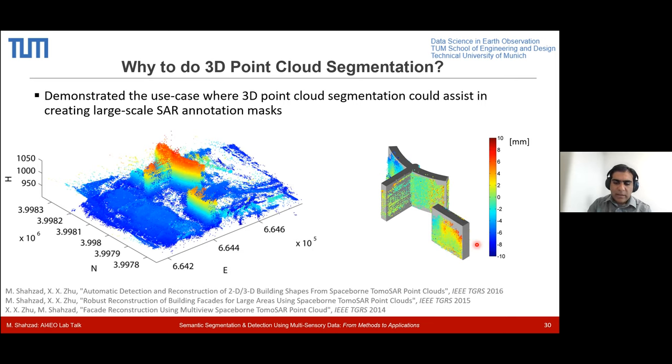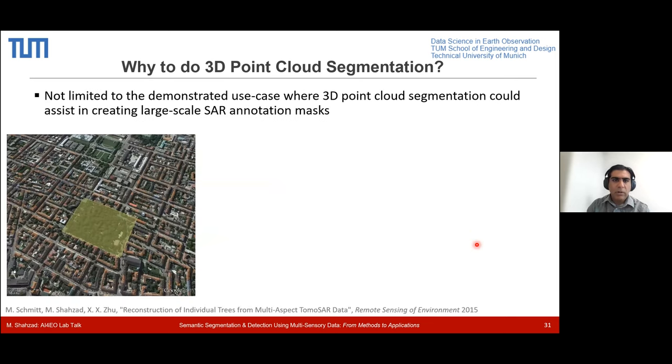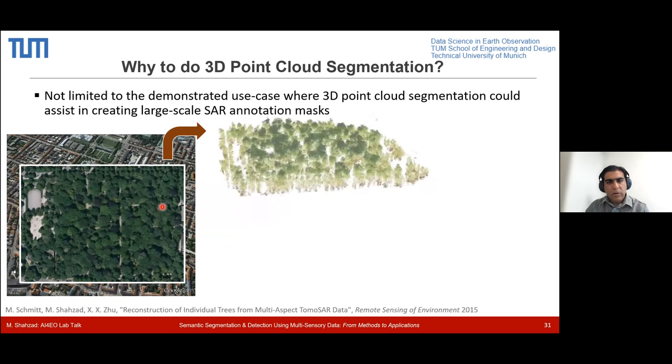So this was an urban environment scenario. We also had a vegetation scenario, where we utilized point cloud segmentation to build individual 3D constructions. Here, for example, we could acquire a point cloud over this smaller region. This region is, by the way, in Munich, around 300 by 300 meters. If we generate this kind of point cloud, we could do the point cloud segmentation like this.